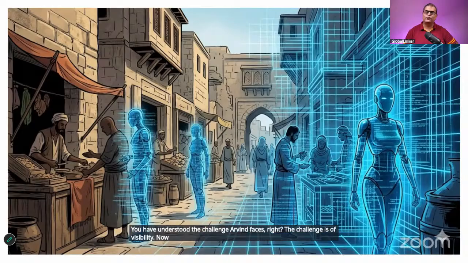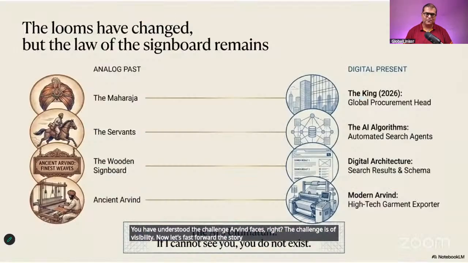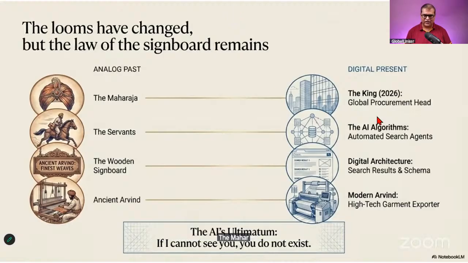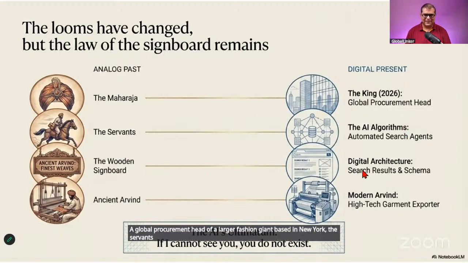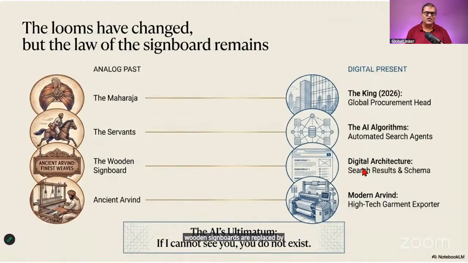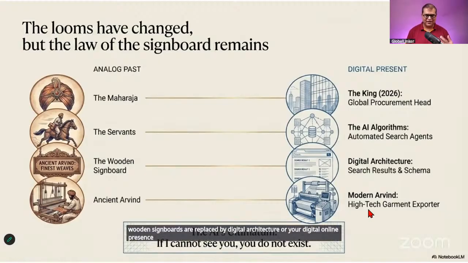Now, let's fast forward the story and let's bring Arvind to 2026. Now, what has changed on your slide? The Maharaja is a global procurement head of a large fashion giant based in New York. The servants are AI. The wooden signboards are replaced by digital architecture, or your digital online presence. And Arvind is now a modern export factory owner. So this is where we are forwarding the story to 2026.